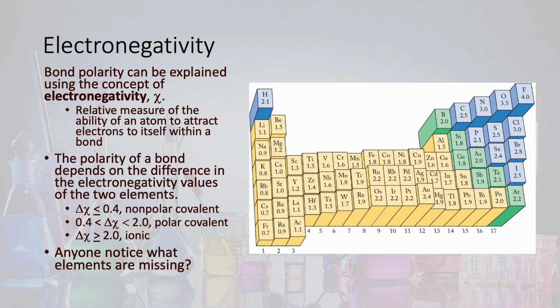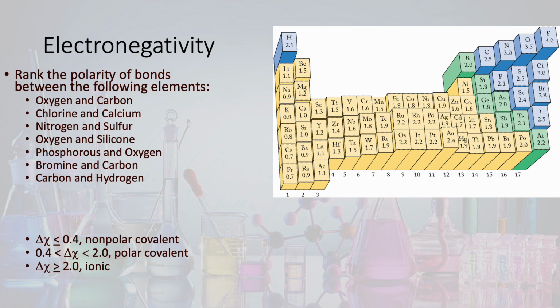So let's move to the next slide and observe some practice problems, right? Up here on the left, we have representative covalent bonds between two different atoms: oxygen and carbon, chlorine and calcium, nitrogen, sulfur, oxygen, silicon, etc.